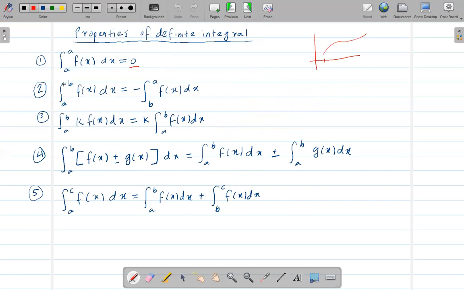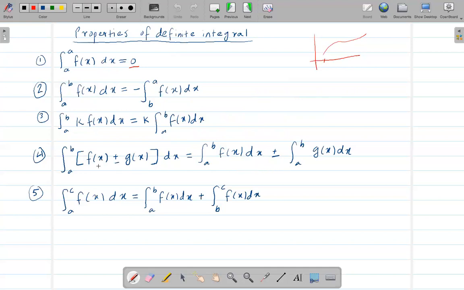Now, similarly, if I say integration from a to b of f of x dx, I can also say this is negative. And if I say negative, this a to b will be b to a. All right. Similarly here, if k is a constant, then I can bring that out, just like we did on the indefinite integral, right? And this is also the same as the indefinite integral.